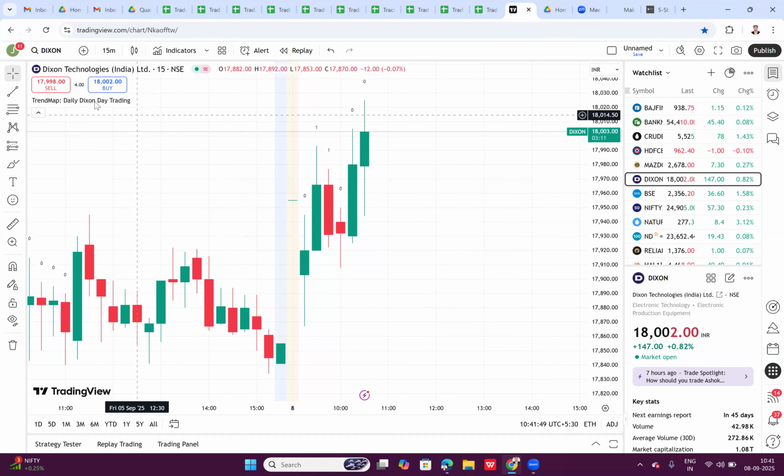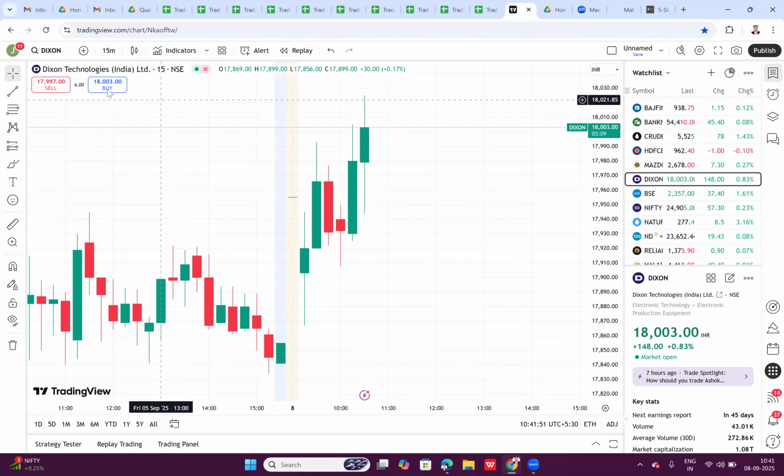I am repeating the chart setting once again. First, we open the Dixon spot chart for trading in Dixon option. If anyone wants to trade in Dixon future, we open the future chart. If anyone wants to trade in Dixon cash, then also we always open the Dixon spot chart. We select the 15-minute time frame and normal candlestick pattern. After this, we apply the indicator. If anyone wants to trade only in option or future, then we apply only the indicator named trend map daily Dixon day trading.